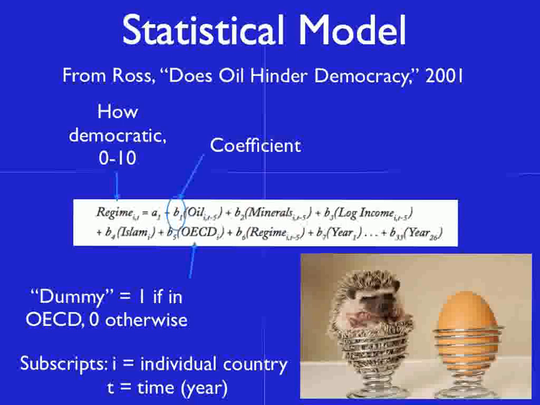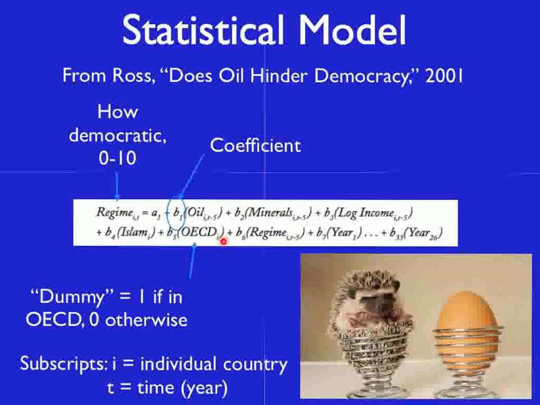He thinks that his dependent variable, which is regime, or how democratic a country is, is going to be predicted by a formula that has the following form. It's going to have a constant. It's going to have some effect for how much oil wealth a country has, how much mineral wealth a country has, how much income or how big the economy of the country is. It's going to be affected by the share of Muslims in the population. It's going to be affected by whether or not the country in question is a member of the OECD, which is an international organization of richer countries.